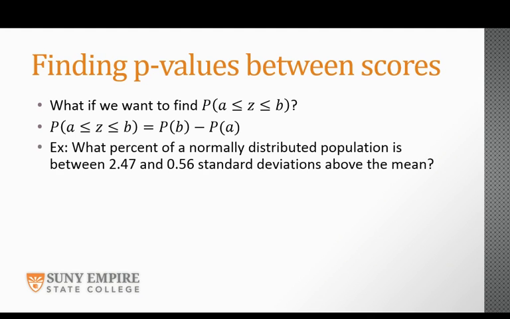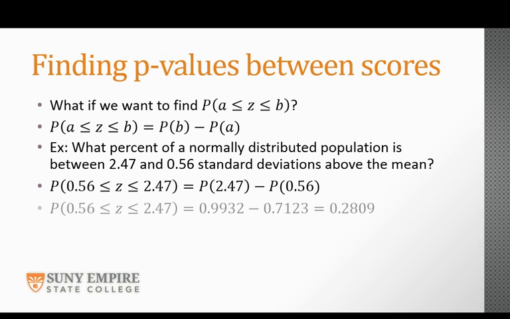For example, suppose we want to find the percent of a normally distributed population that lies somewhere between 0.56 and 2.47 standard deviations above the mean. This means we want to find the probability that 0.56 is less than or equal to z is less than or equal to 2.47. To do so, we subtract the p-value for 2.47 minus the p-value for 0.56.